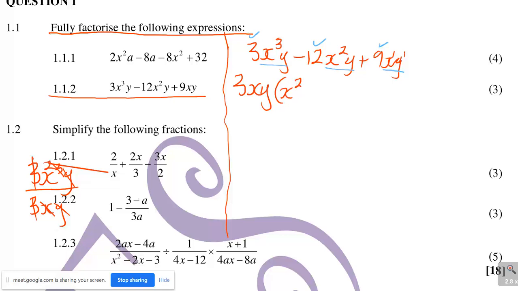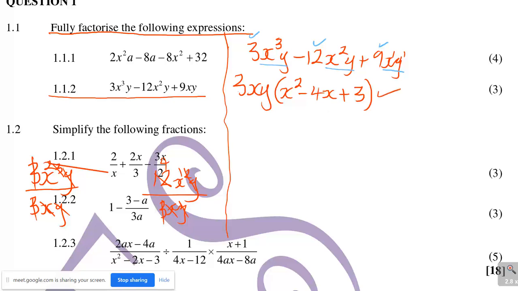Again, you do the same thing with your 12x squared y. You divide by 3xy. Again, the y cancels. The x to x squared, 1 will remain. The 3 into 12, it's a 4. So it's negative 4x. Right? You can continue the next one, which is 3 into 9. It's a positive 3. Now xy will cancel xy so that you remain with just that number. Are you seeing that? Yes.